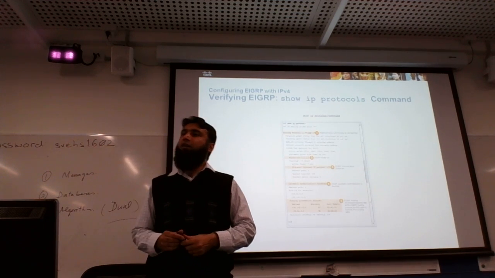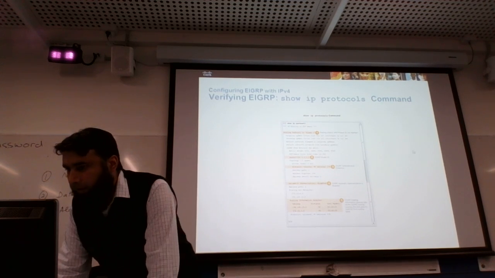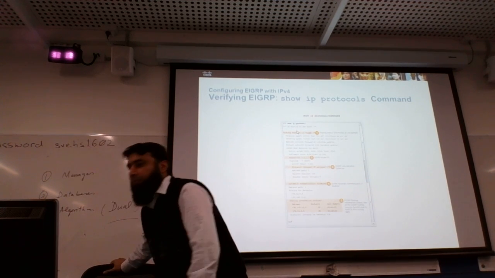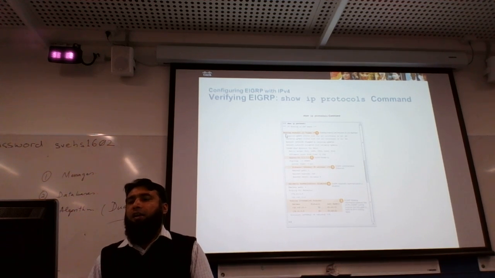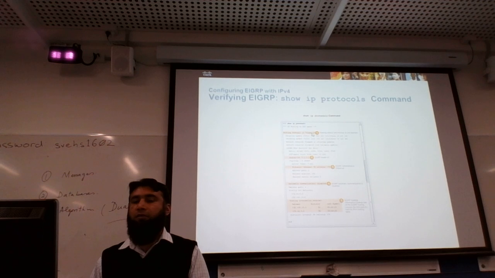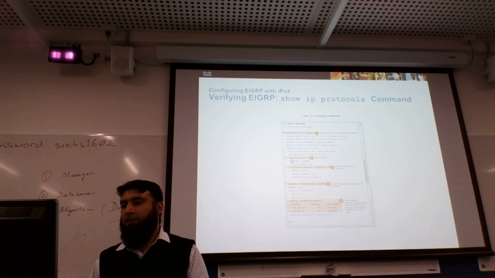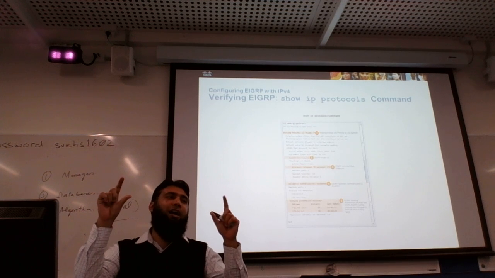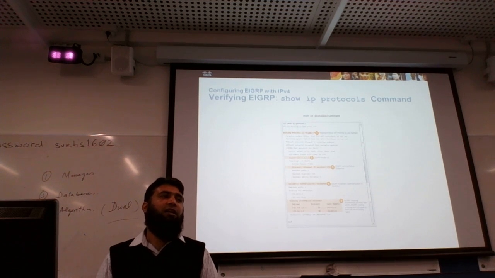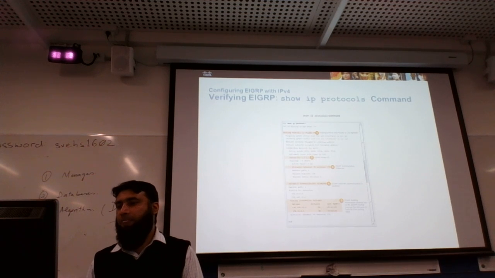For verification of our EIGRP routing protocol, a helpful command is show IP protocols. As you can see on the slide, it gives us the autonomous system number, which is an important element of our routing. The other thing is the router ID. We have given router 1 a router ID of 1.1.1.1. It looks like an IPv4 address, but it is not an IPv4 address. The format of the ID is like an IPv4 address.